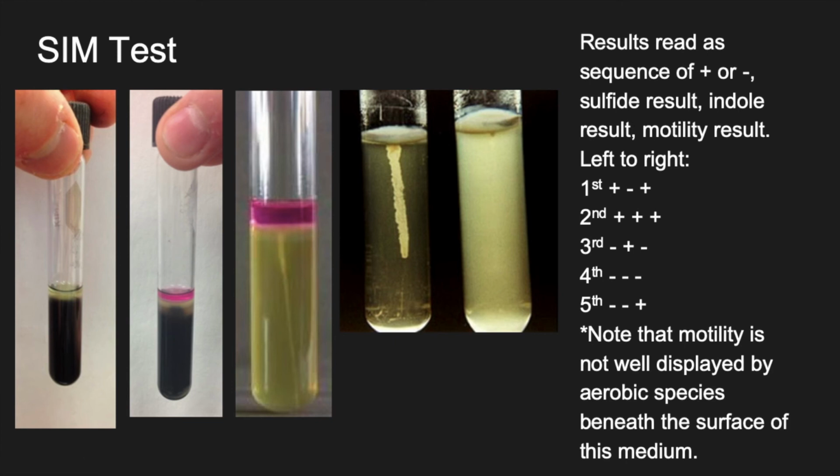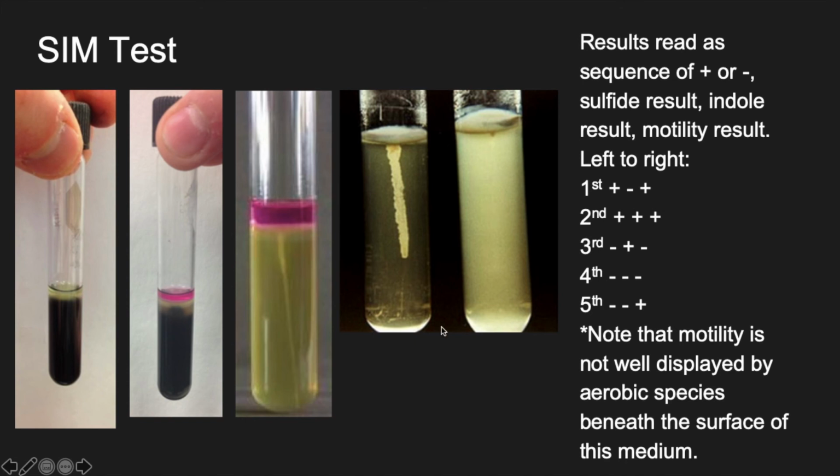And then tube 4 here, it was negative for all of them. We see no black, so no sulfide production. We see no pinkish red band, so there's no indole. Negative. And then the growth stayed within where the person inoculated it with their needle, so negative for the motility.